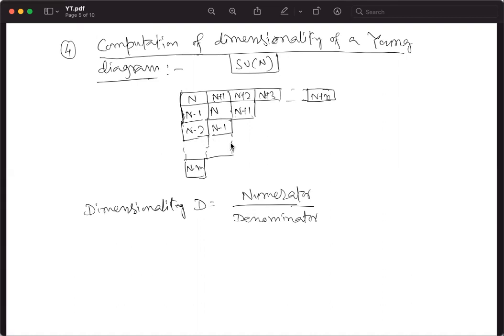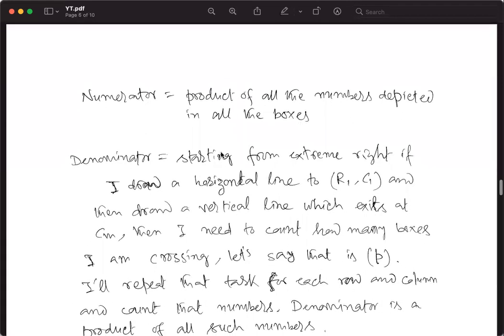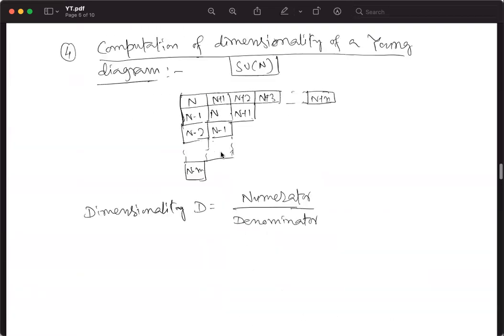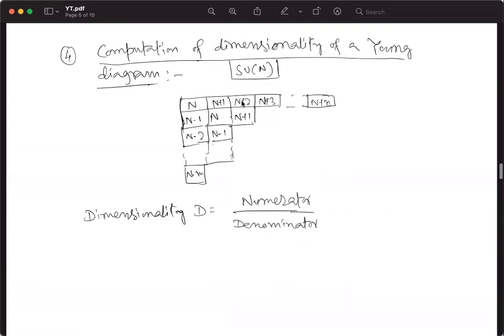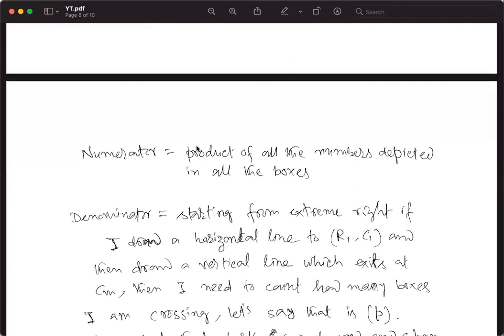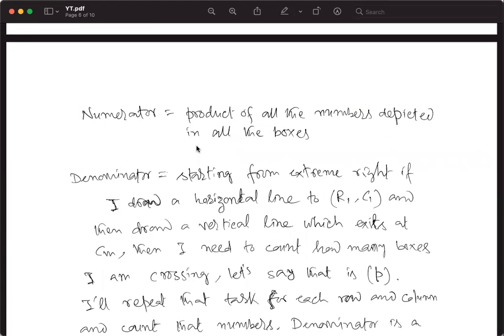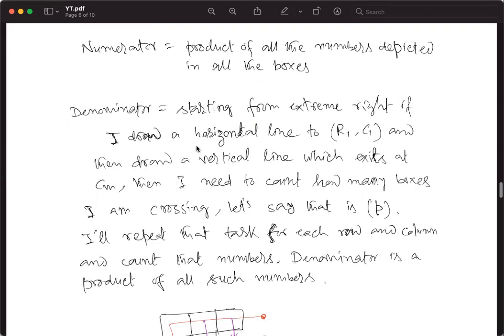Then the dimensionality of this diagram is d, which we can write as a numerator by a denominator. So the next target is to compute this numerator and denominator. What is the numerator? The numerator is the product of all the numbers depicted in all the boxes. If you look into this diagram, you can see there are some numbers I have put inside: n, n plus 1, all these numbers. You collect all these numbers and take the product of all of them, and that will give you the numerator. We will describe this in detail and in a more transparent way through some examples later. And then we have to calculate the denominator.